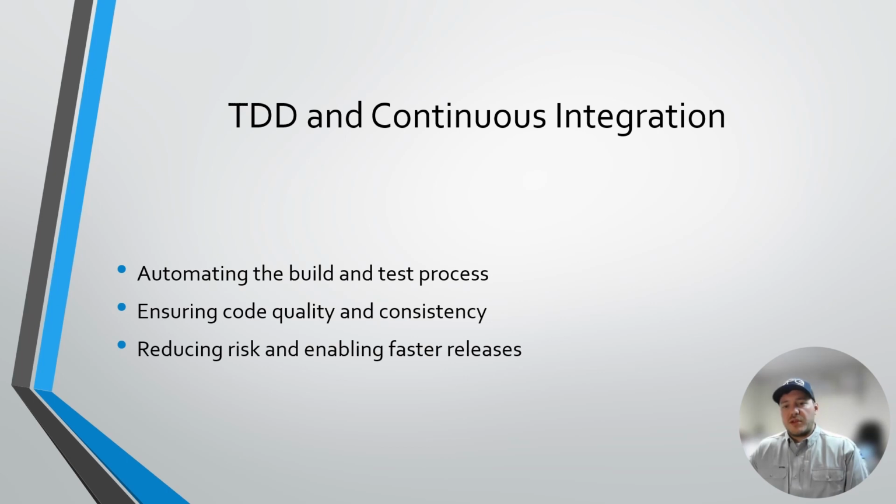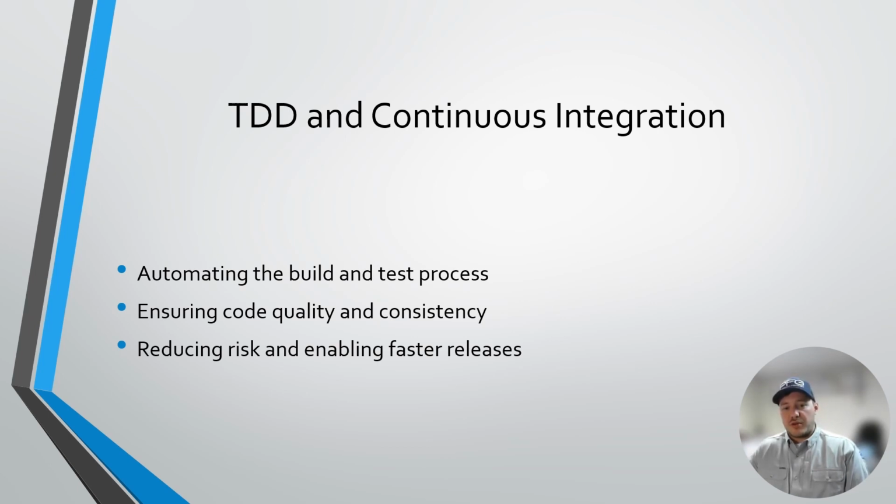Together, test-driven development and continuous integration can help teams identify and address issues early in the development process, resulting in faster feedback loops and a more efficient development. Continuous integration tools can automatically build and test changes when the code is committed to the shared repository, ensuring that the code is consistent, functional, and meets the established requirements.